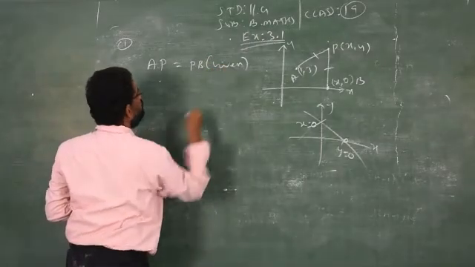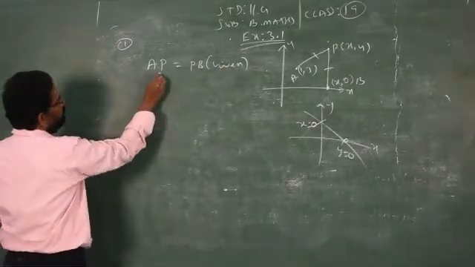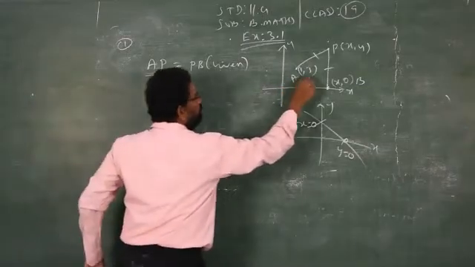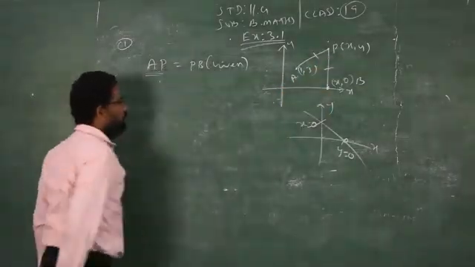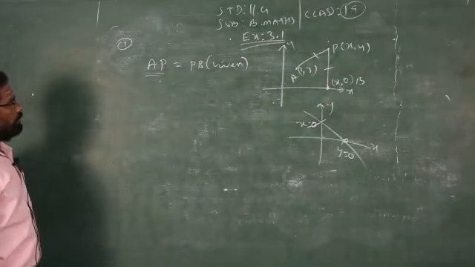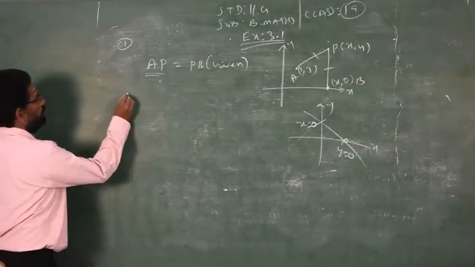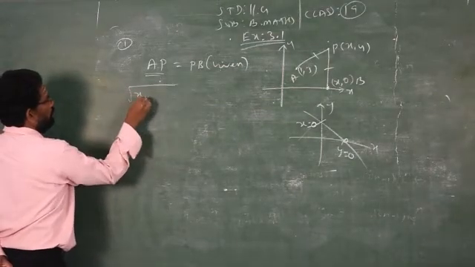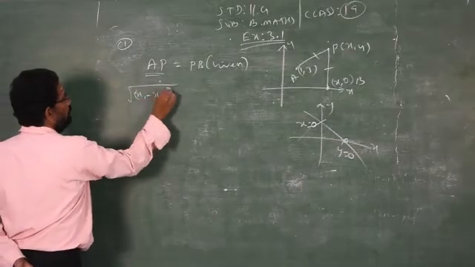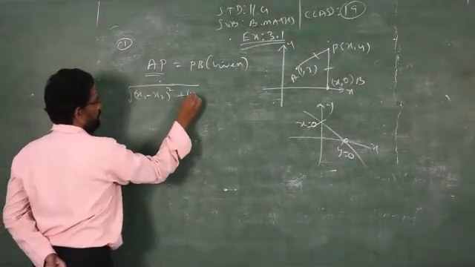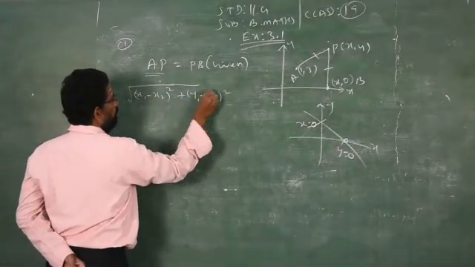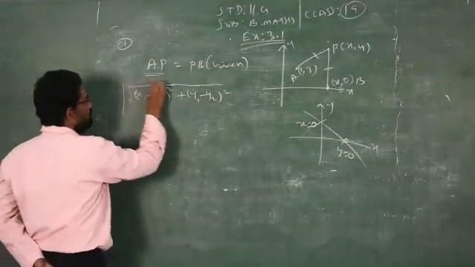Clear? So what is A? You know this formula. Which formula is supposed to take the distance from the two points? The distance formula, that is square root of (x1 minus x2) the whole square plus (y1 minus y2) the whole square. This is the distance formula.